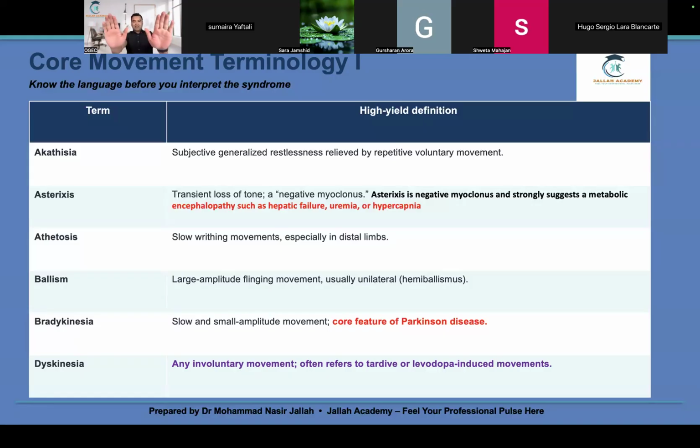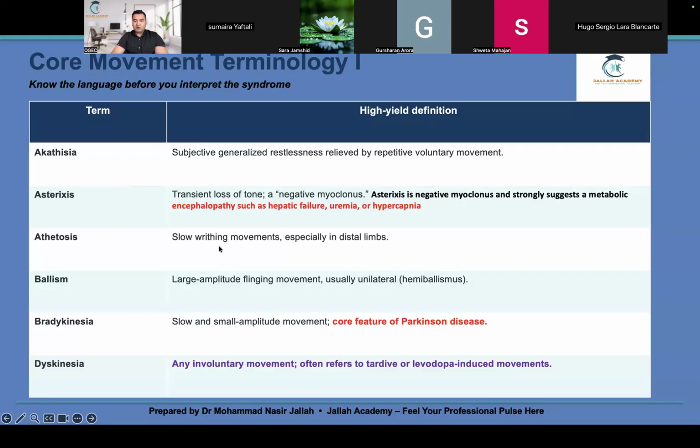Now, this condition, if you're doing a neuro exam, you need to do it on your patient in order to rule out hepatic encephalopathy. If you're suspecting the patient may have liver cirrhosis, hepatic encephalopathy, hepatic failure, uremia, hypercapnia, in these conditions, you need to do this test.